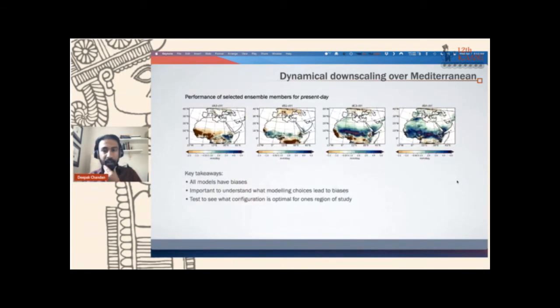We have done a huge number of simulations with this high-resolution climate model, and the reason we are doing that is to choose a set of configurations that works very well for the region. This is a key takeaway I want people to take from here, because climate models have a lot of parameterizations.